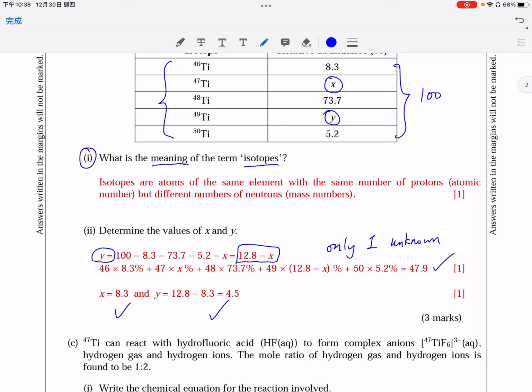In part 1, you are asked the meaning of the term isotopes. Make sure you know you must write the word atoms in your answer, and then you have to mention further atoms with the same number of protons but different numbers of neutrons. So when all these are included, then you get the 1 mark.